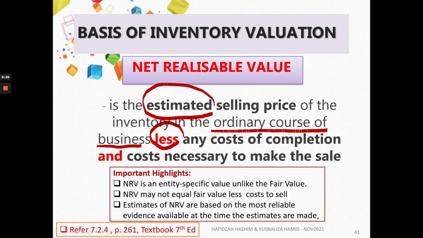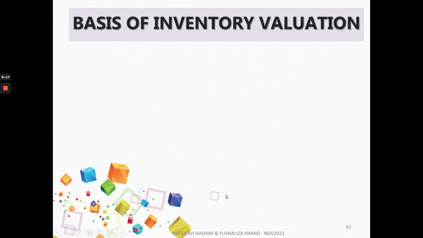Some important highlights here is that NRV, or the net realizable value, is the entity specific value. This is not the same as fair value, which is more market based. NRV may not equal fair value less cost to sell. You need to take note of that. The estimates of NRV are normally based on the most reliable evidence available at the time the estimates are being made. So it is an estimate, but it is a reliable estimate at the time the estimates are made.